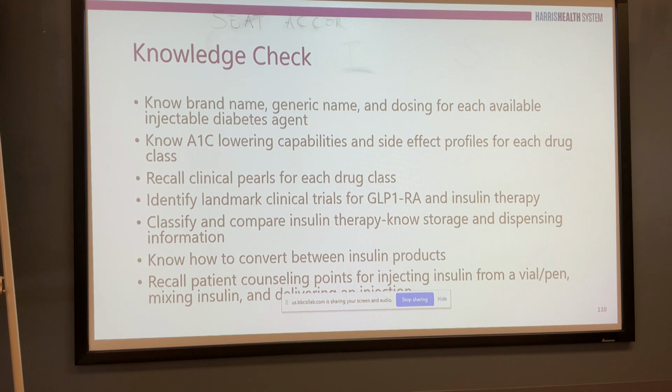So the last thing for me, my expectation is that you know your brands, your generics, and dosings, especially for your GLP-1s, right? And for your Symlin, the amylin analog, so know your dosing for that product. Be familiar with the A1C lowering potential, be able to recall those clinical pearls that we talked about, be able to classify and compare your insulins, know which one's rapid, which one's intermediate, and then know how to convert between your insulin products, like we practiced, okay? And then make sure that you know how to recall counseling points for how to use the pen and mixed insulins, all right?